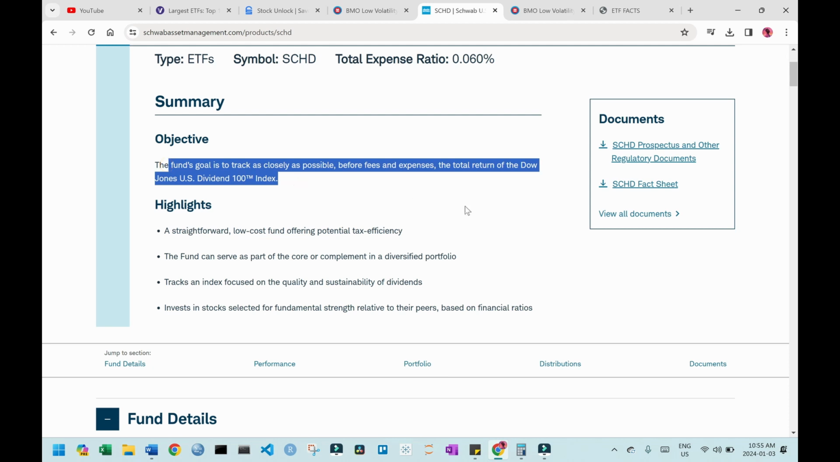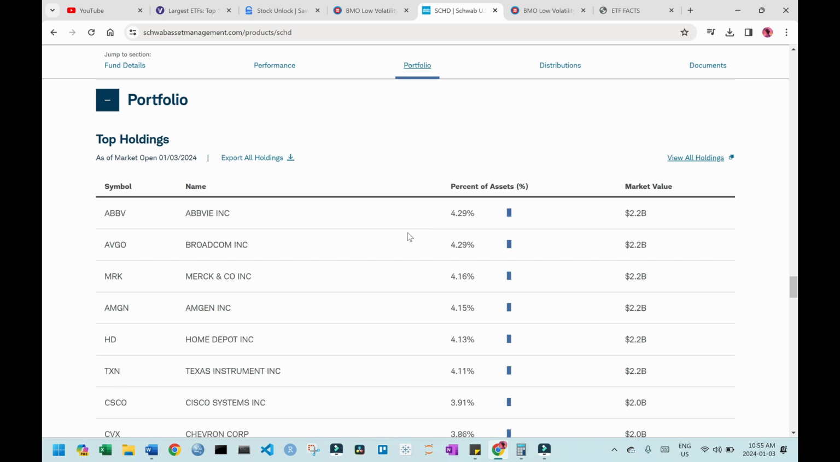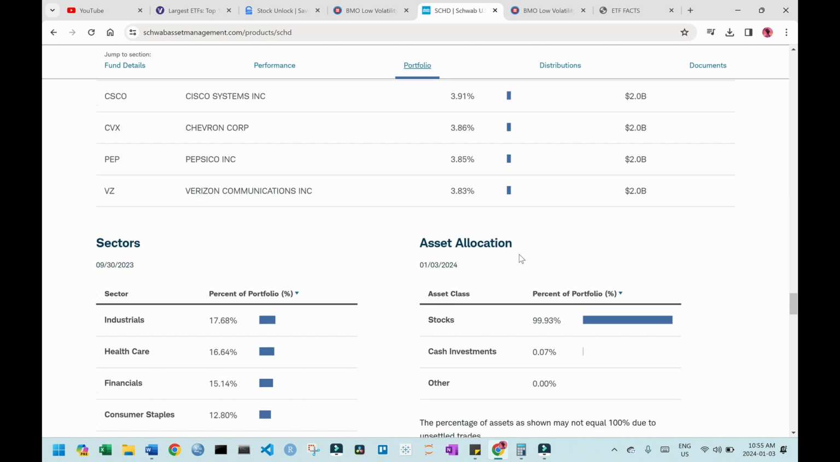We look at the objective of the fund. We know that it's actually tracking the Dow Jones, so this makes it an index fund. They say it's low cost, and the information is all here, the distributions, the portfolio, if you're interested in that. So it shows you what it's invested in, and shows you the amount that is invested, things like that.